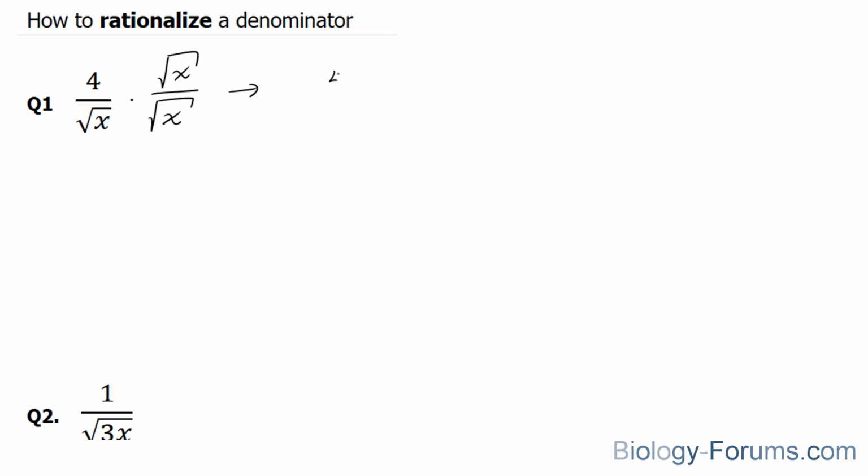At the top, you end up with 4 times the square root of x, this multiplied to this. And at the bottom, you end up with the square root of x times the square root of x. And recall, if you multiply two square roots, for instance, the square root of a times the square root of a, you end up with simply a. So in this case, the square root of x times this is equal to x, and there you have it. That is how to rationalize this expression. Let's move on to another question.